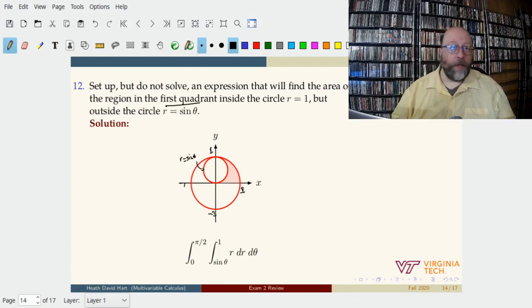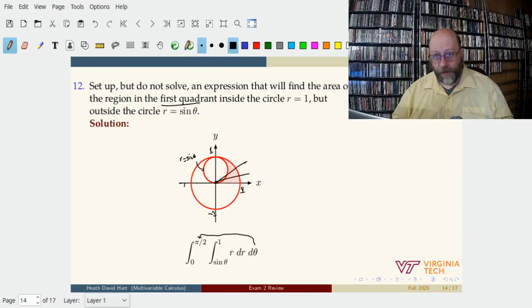So since we're only integrating inside the first quadrant, my angle goes from 0 to pi over 2 and not from 0 to 2 pi. As we draw a line from the center out to the edge of the region, we always enter along this little circle, which is r equals sine theta, and we leave along the big circle, which is r equals 1. And then we put an r in here because to find area, we usually integrate 1.